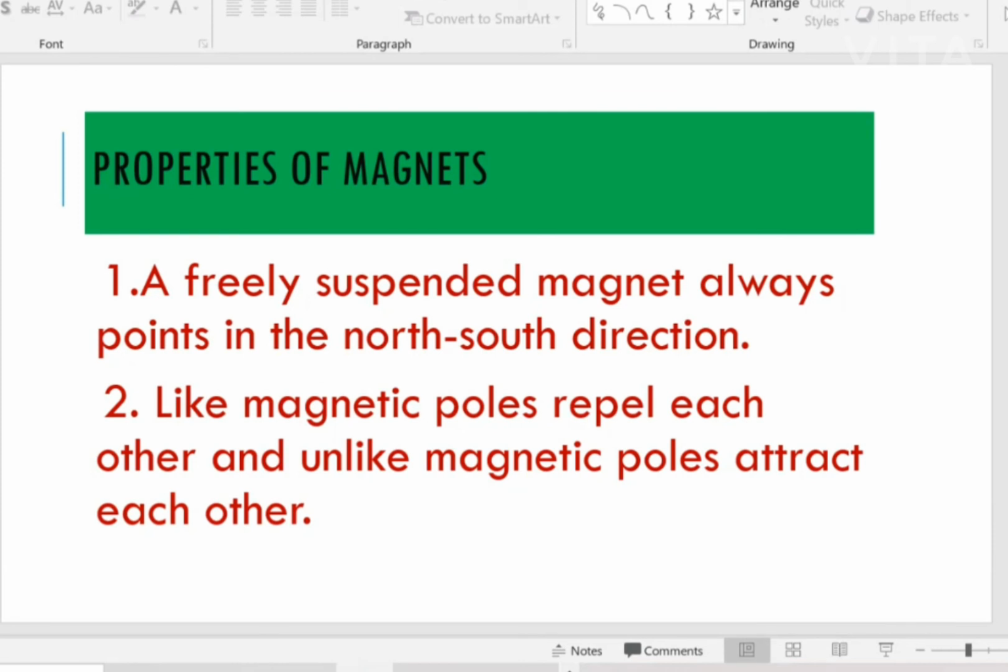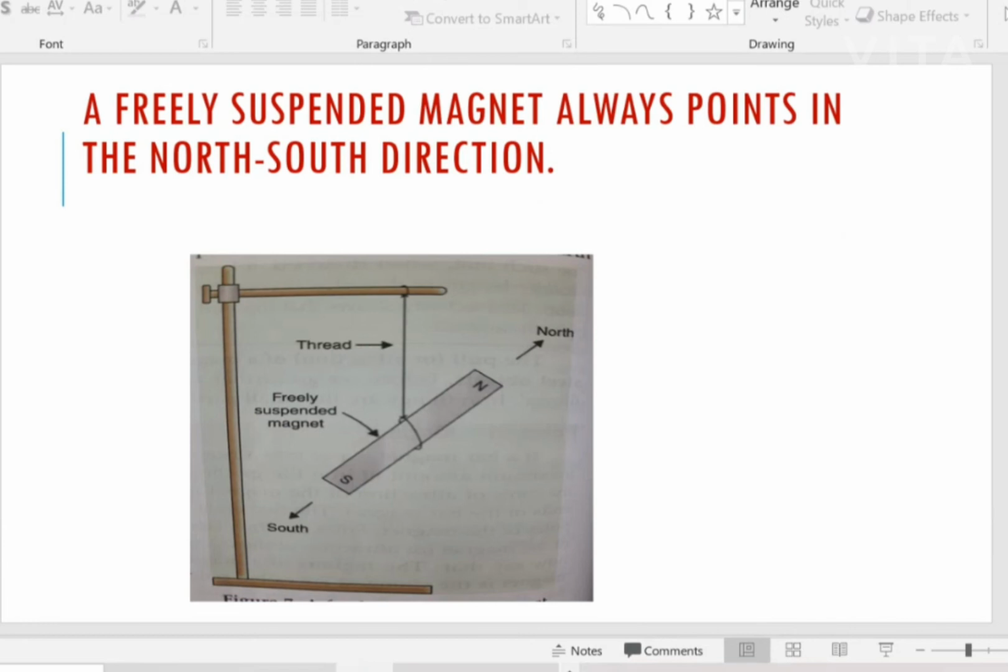A freely suspended magnet always points in the north-south direction is the first property. The second property is like magnetic poles repel each other and unlike magnetic poles attract each other. So now I will explain both these properties with the help of examples. First we'll see the first property, a freely suspended magnet always points in the north-south direction. For that, I have one figure here.